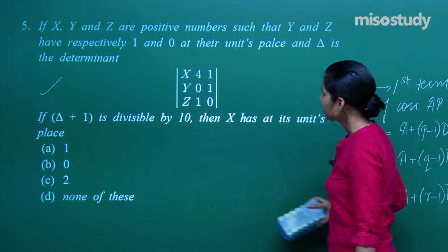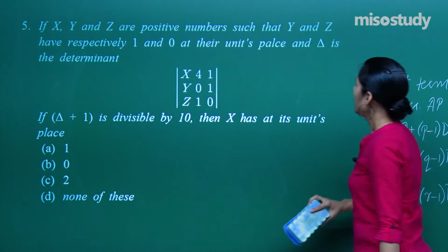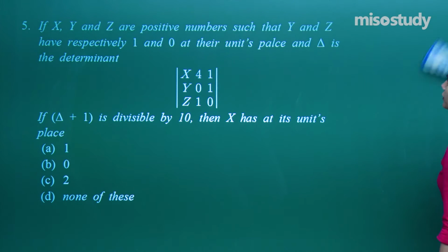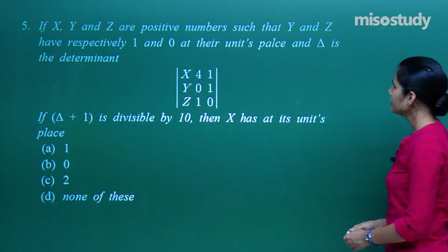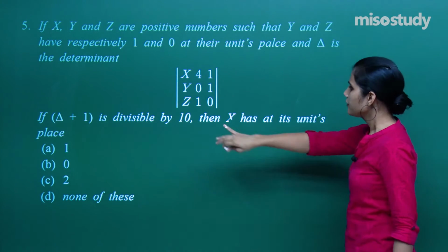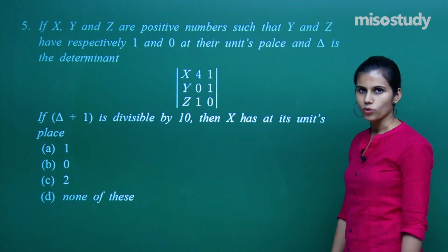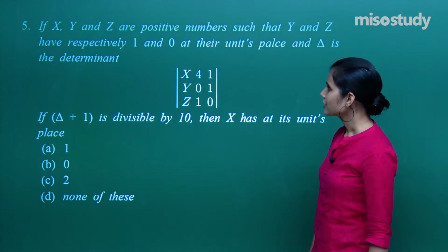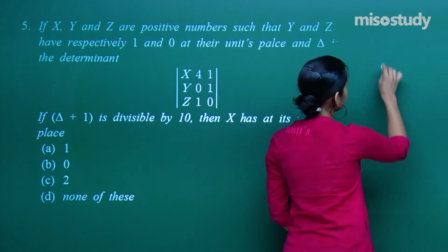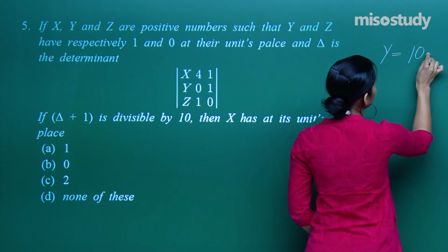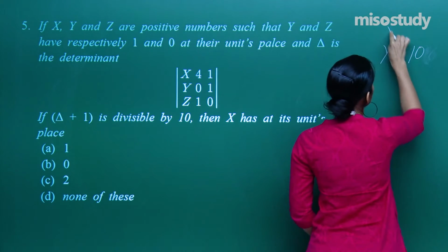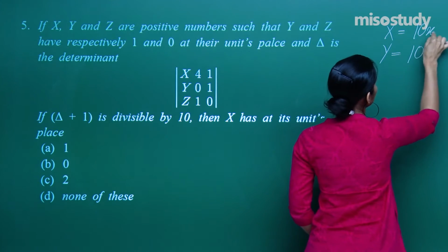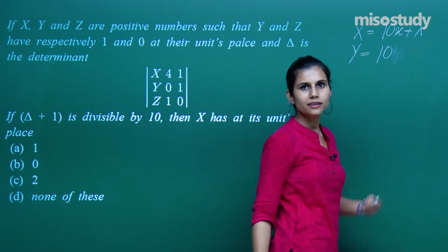Now it says if X, Y, Z are positive numbers such that Y and Z have 1 and 0 at their units place, and delta is this determinant, if this is divisible by 10, then X has what at its units place? So basically X, Y and Z are being divided by 10 and the remainders that are left are given to you. When X is divided by 10, you get 10x plus lambda. I don't know what the remainder is, let lambda be the remainder.